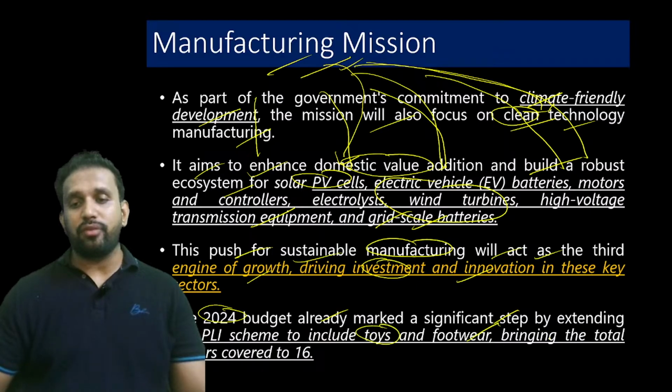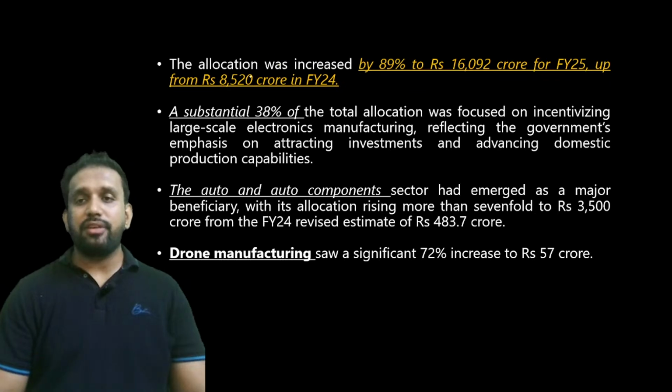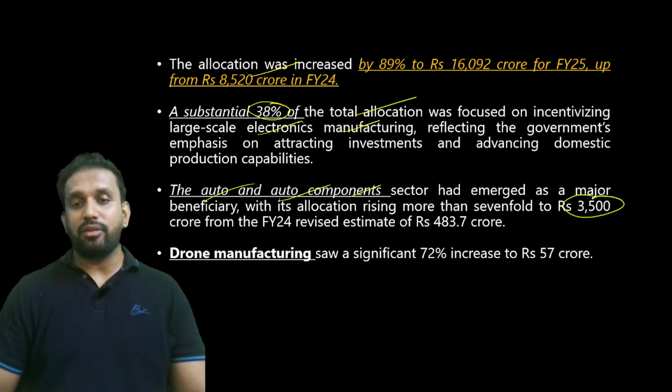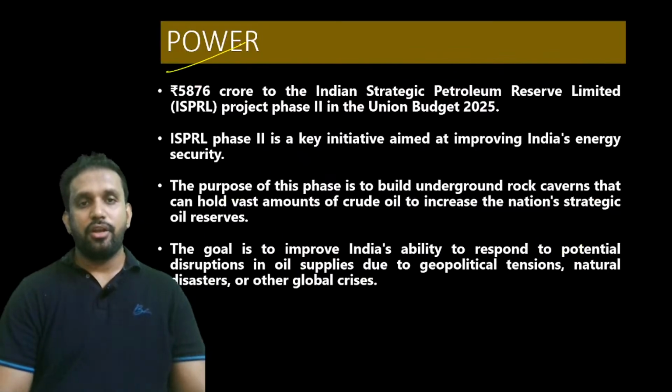include toys and footwear. The total number of sectors under PLI at this point of time stands at 16. The allocation for this scheme, the manufacturing mission, has been increased. 38% of total allocation is given to electronic manufacturing. Auto and automobiles have got around 30,500 crores. Drone manufacturing has got around 57 crores allocation. Now we are having power.